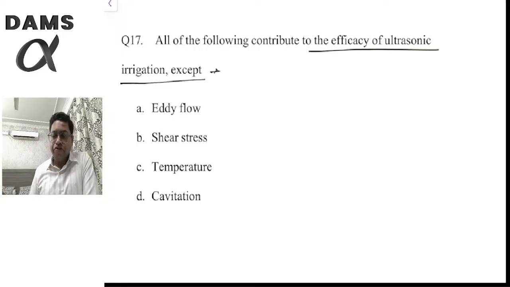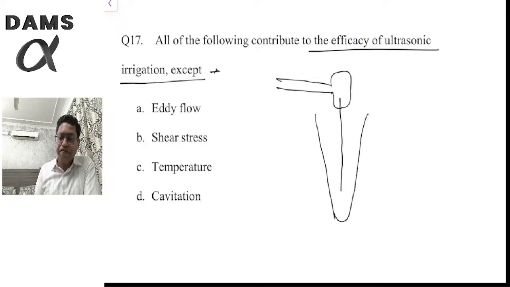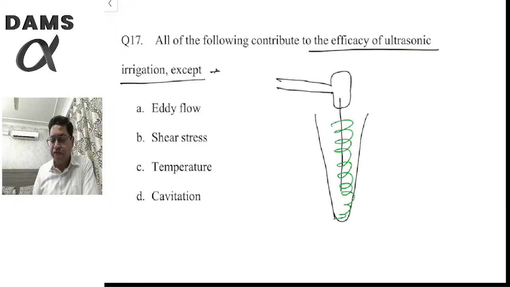All of the following contribute to the efficacy of ultrasonic irrigation except eddy flow, shear stress, temperature, and cavitation. We all know that ultrasonic irrigation is mostly done with ultrasonic instruments. An instrument is suspended into the root canal. It is filled with irrigant. The irrigant most commonly used is sodium hypochlorite for ultrasonic activation and agitation.